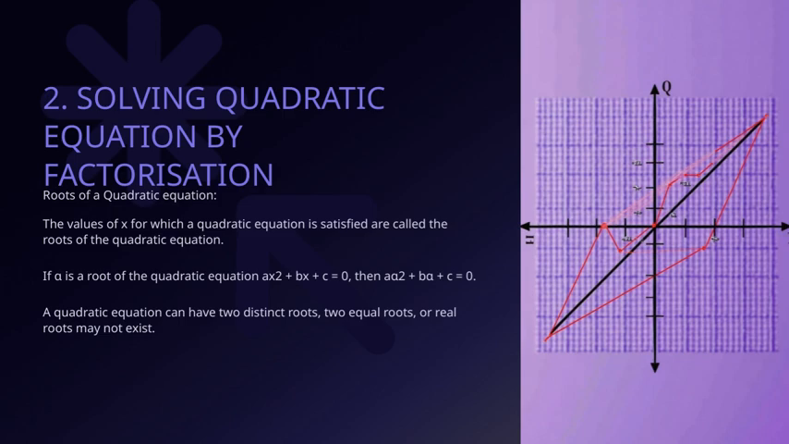Now, if alpha is a root of the quadratic equation ax squared plus bx plus c equals 0, that means when we substitute alpha into the equation, it satisfies it. So a alpha squared plus b alpha plus c equals 0. The values of x that make the equation true are called the roots. Understanding these roots is fundamental because they tell us where the quadratic intersects or touches the x-axis, and they form the basis for methods to solve quadratic equations, like factoring, which we'll explore next. This concept ties into the overall theme of solving quadratics efficiently and understanding their graph behavior.